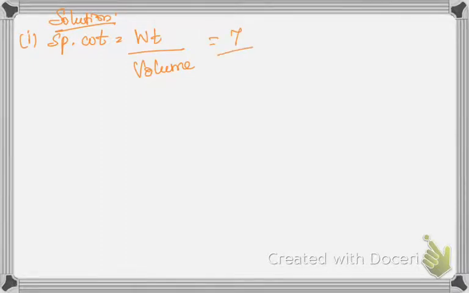So first one is specific weight. Now the solution. Specific weight is equal to weight by volume. So weight 7 Newton is given and volume is 1 by 1000, which is equal to 7000, and the unit is very important. The unit for weight is Newton and for volume is meter cube.